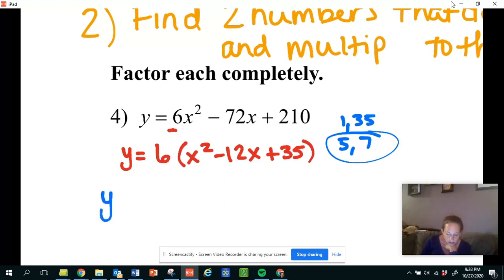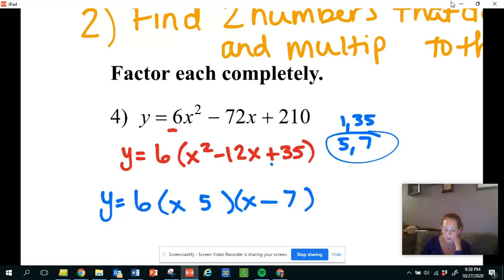So when I come down here to factor, my 6 stays in front. And in the parentheses, I'm going to put 5 and 7. Then I just have to figure out if they're positive or negative, right? So I know they're going to be the same sign because they have to multiply to give me positive 35, but they have to add to give me negative 12. So they're both going to be negative.